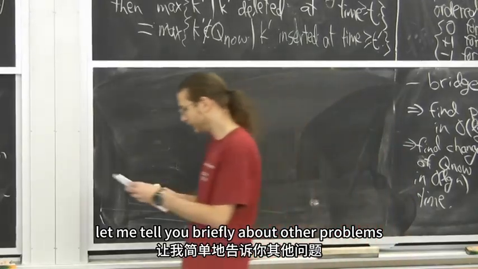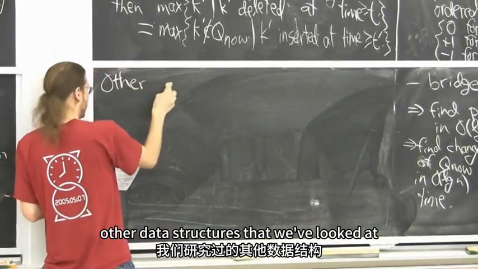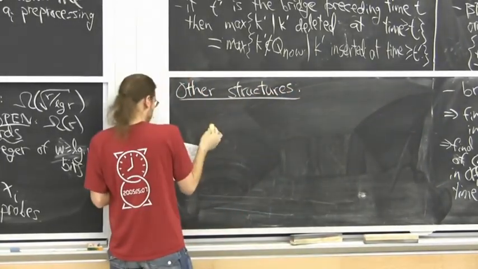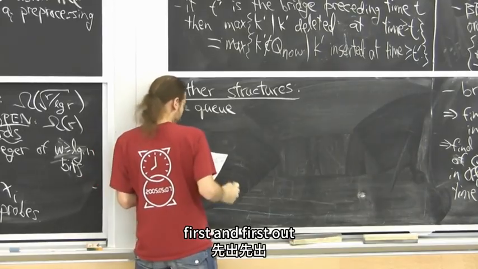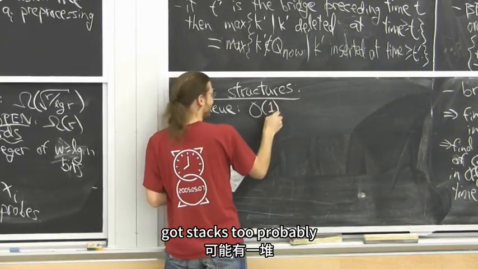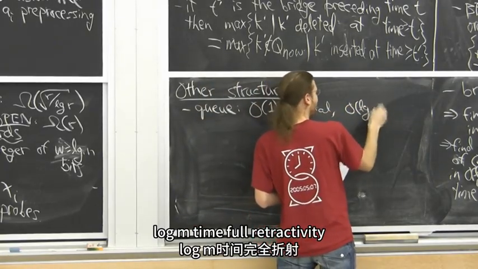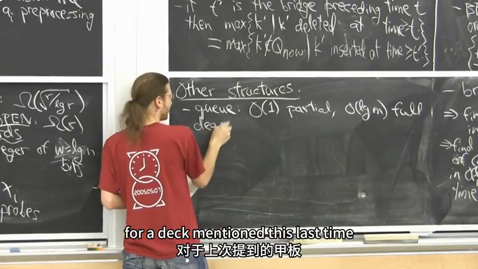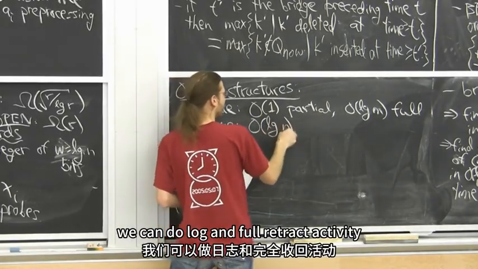Let me tell you briefly about other problems, other data structures that we've looked at and other people have looked at. So a simple one is a queue. First in, first out. First in, last out. One of those. Got stacks too, probably. You can do constant time partial retroactivity, log m time full retroactivity. For a deque, I mentioned this last time, where you can insert and delete from either end. We can do log n full retroactivity.